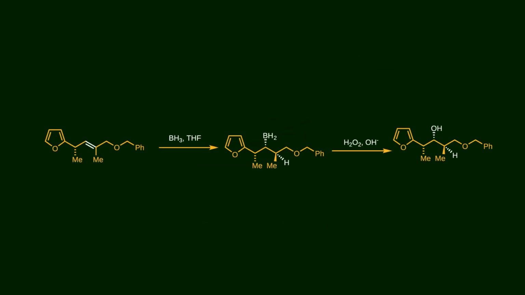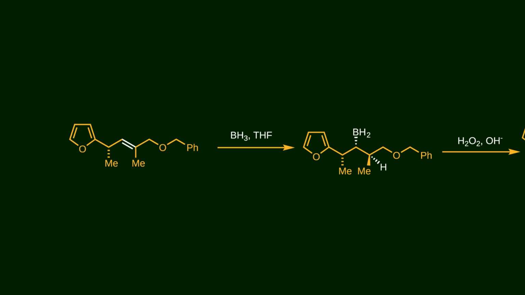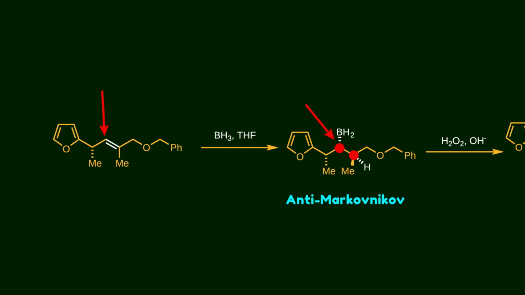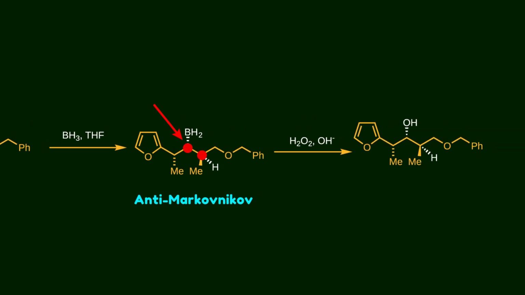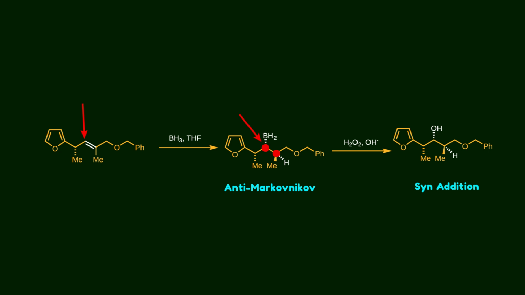In the reaction presented in the question, the double bond undergoes hydroboration, introducing 2 new chiral centers. Note that this is an anti-Markovnikov addition, meaning that borane adds to the less substituted carbon atom of the double bond. After oxidation, a hydroxyl group is installed on the molecule. Also keep in mind the syn addition of the alcohol and hydrogen atoms in the final product. Now let's discuss the stereoselectivity of this transformation.